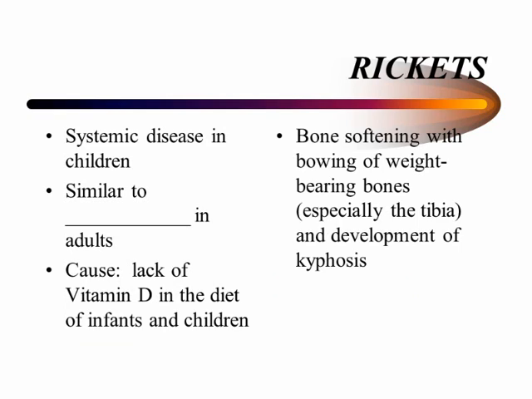Rickets is a systemic disease in children that's similar to osteomalacia in adults. The cause is a lack of vitamin D in the diet of infants and children. In this condition, there's bone softening with bowing of the weight-bearing bones, especially the tibia, and development of kyphosis.